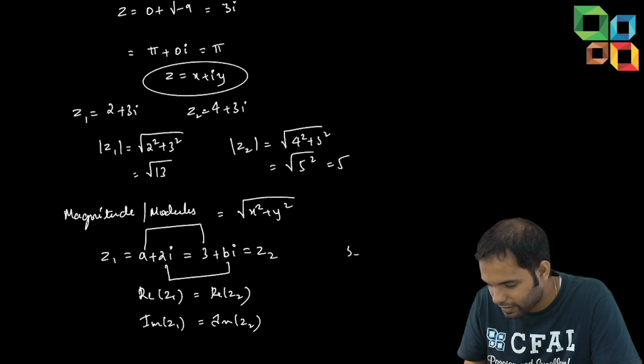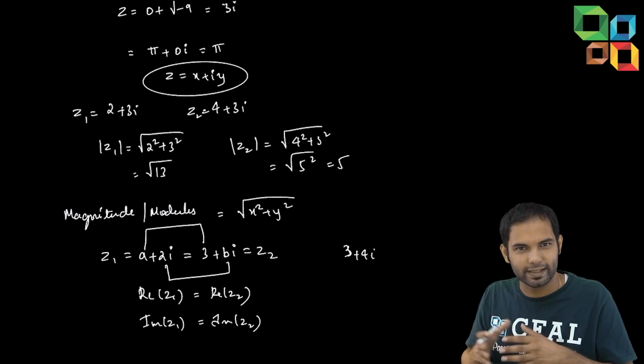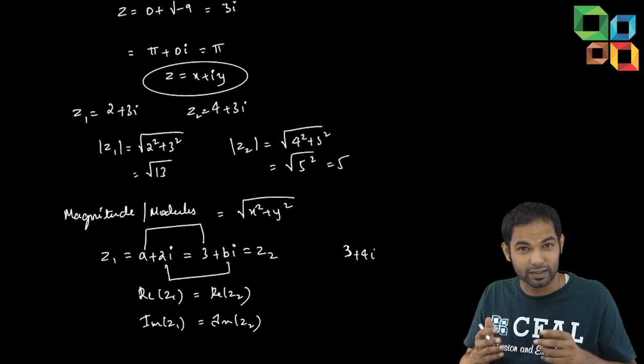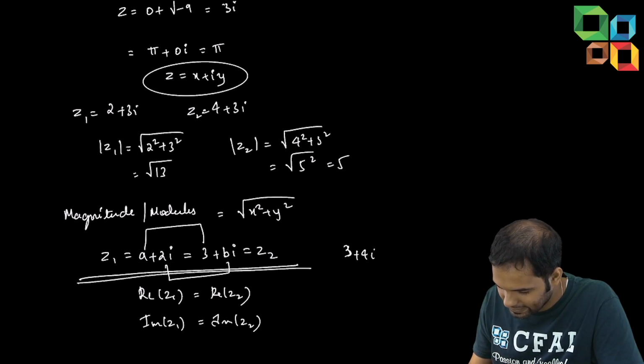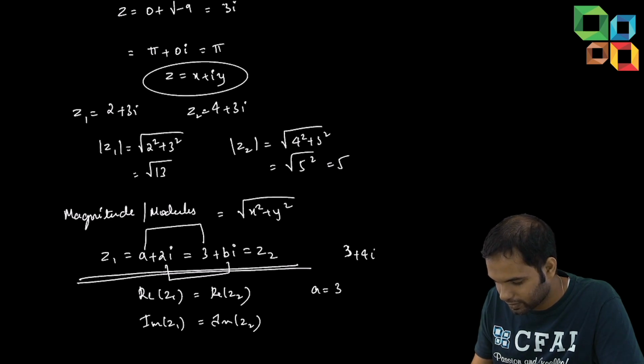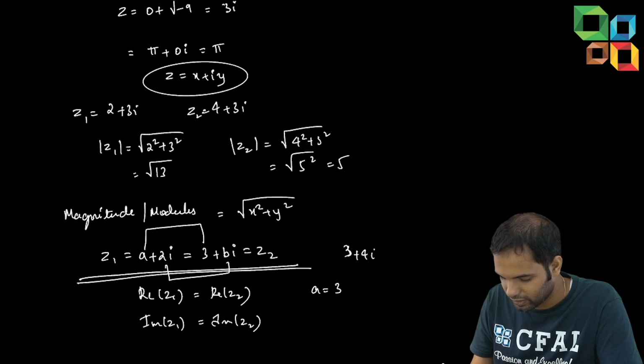So basically what I'm saying is, if 3 plus 4i is the complex number, it can't be equal to some other number. It should be equal to 3 plus 4i itself, right? If they are variables, we can easily compare. For example, in this problem, you can guess what a is. a is nothing but 3, because it should be equal to the real part. And similarly, you can guess what b is. b is nothing but 2.